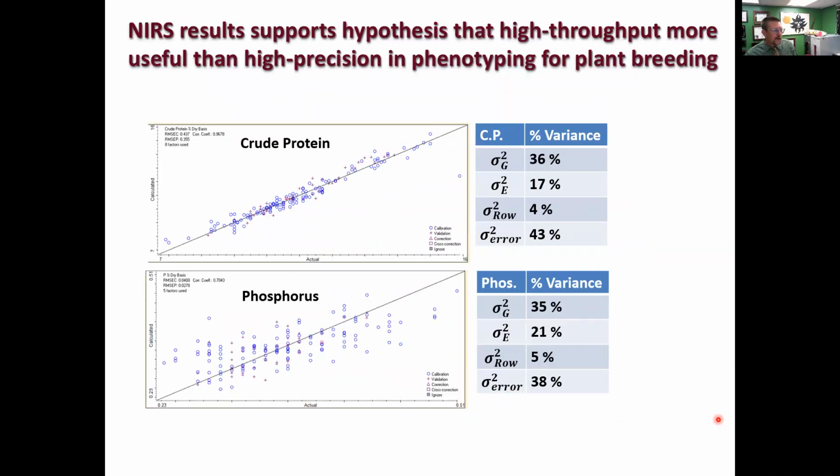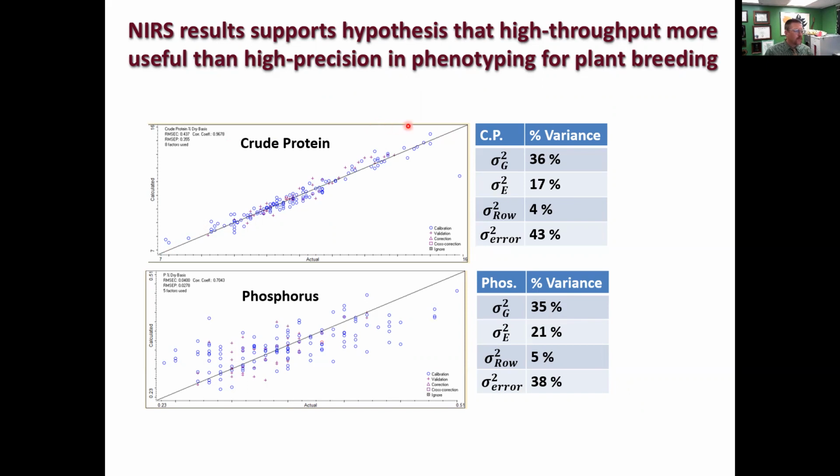So one of the things, again, I want to show you is the power of genetic variance components. What I'm showing you on the x-axis here for both crude protein and phosphorus is the actual wet chemistry measurement. On the y-axis is what was predicted from NIR. We can see for our calibration samples in blue and our validation samples, the purple crosses, crude protein looks so much better. And when I showed this to all my engineering friends, they say, well, crude protein is a much better calibration.